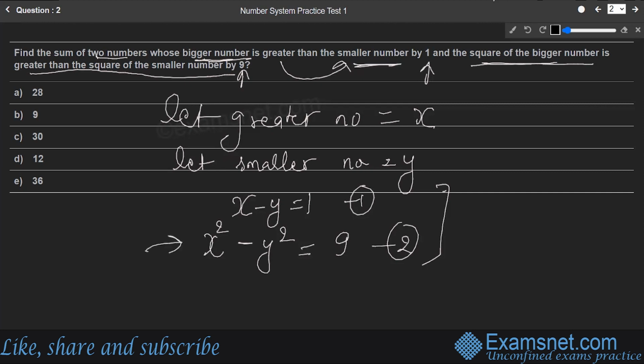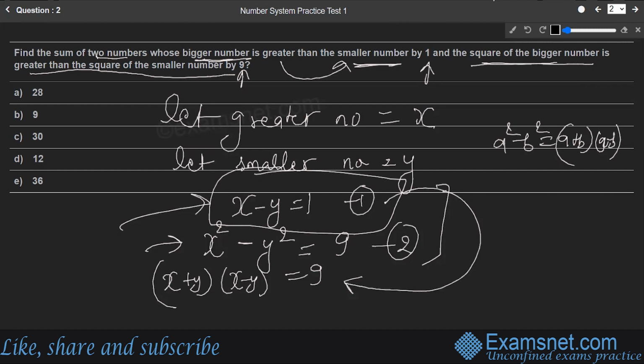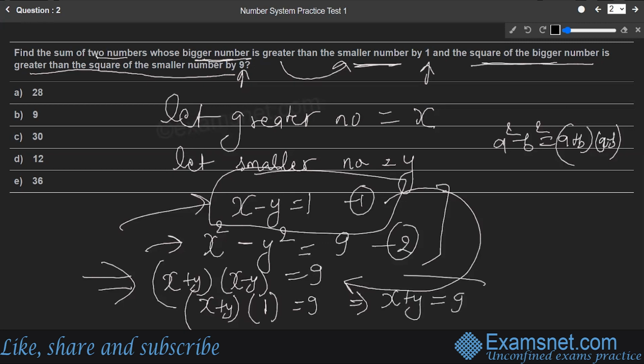So we can see this x square minus y square. We know a square minus b square is nothing but a plus b multiplied by a minus b. We already know this, so we're going to use this. So x square minus y square can be written as x plus y into x minus y is equal to 9, where x minus y is equal to 1, which we already established in equation number 1. So we can put this value of x minus y equal to 1 in the new equation that we have formed. x plus y is as it is, x minus y value is 1 from equation number 1, equal to 9. If we solve this further, this gives us x plus y value equal to 9.